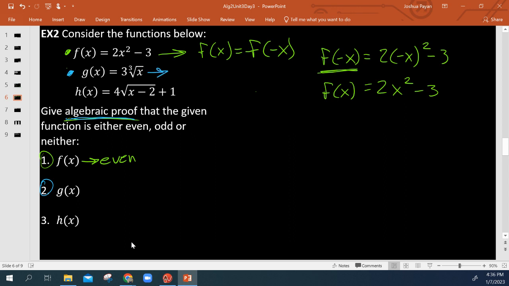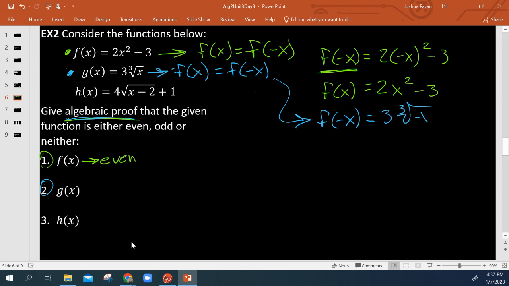So that means if it is odd, then negative f of x should be precisely equal to f of negative x. Okay, so let's see if that is in fact the case. So that means f of negative x would be 3 times the cube root of negative x. Okay, now this is kind of tricky, right?